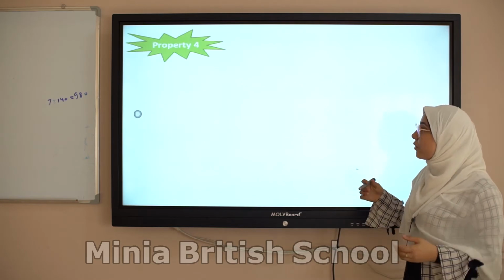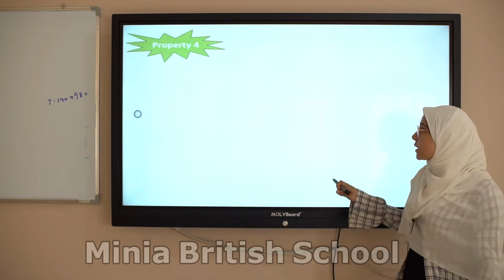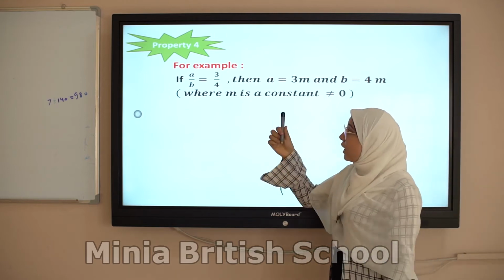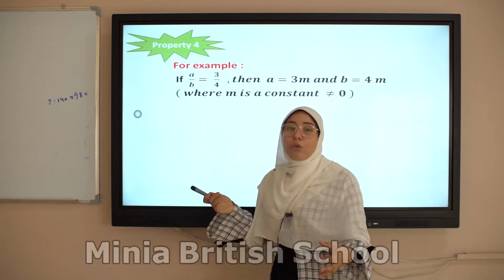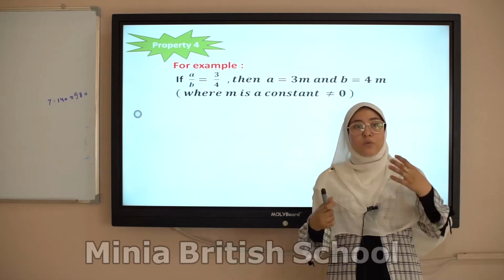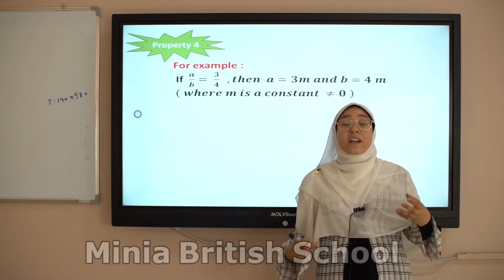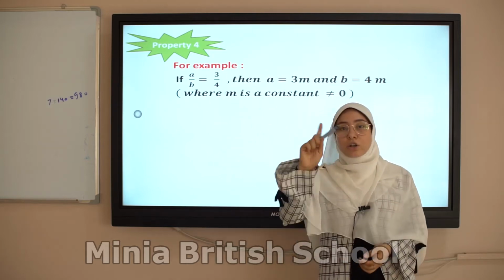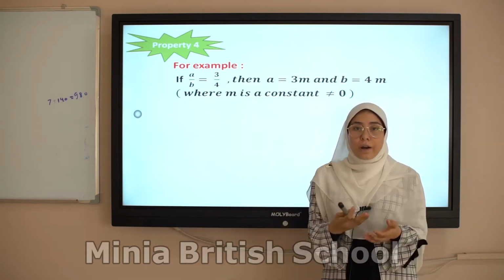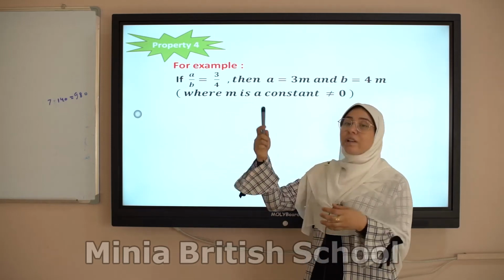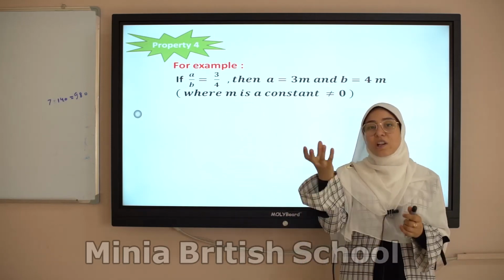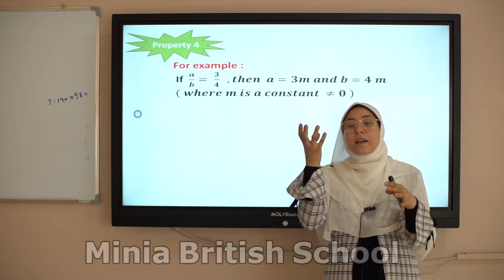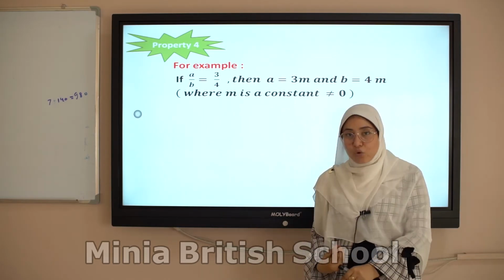Now, the fourth property talks about what? Here, if you have a over p equals 3 over 4, okay? Can I say a equals 3, p equals 4? No, it's wrong. Why? It is a simplified ratio, not the actual values of a and p. It is only a simplified ratio, okay?